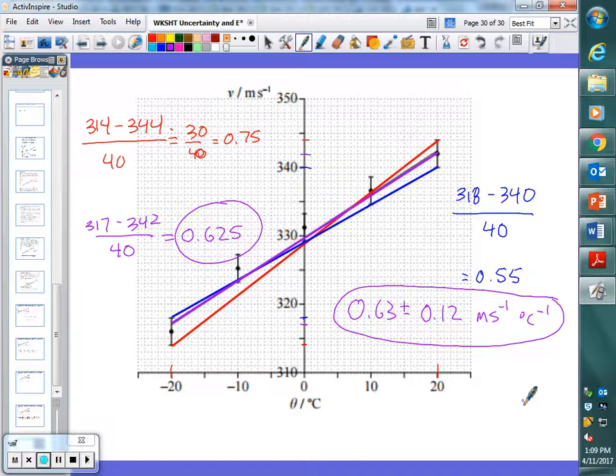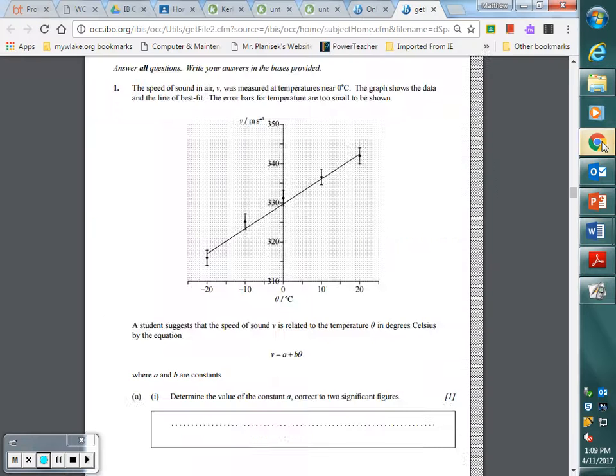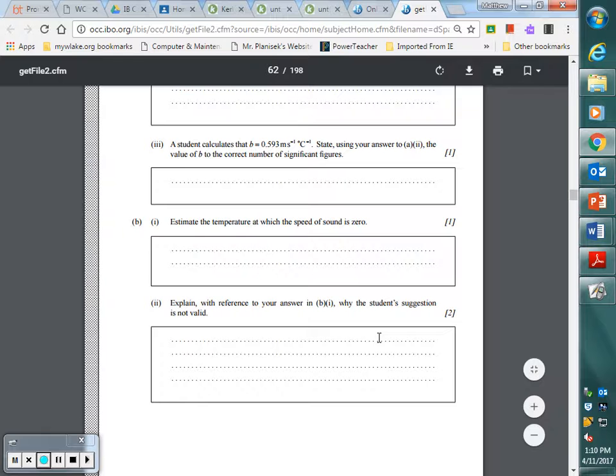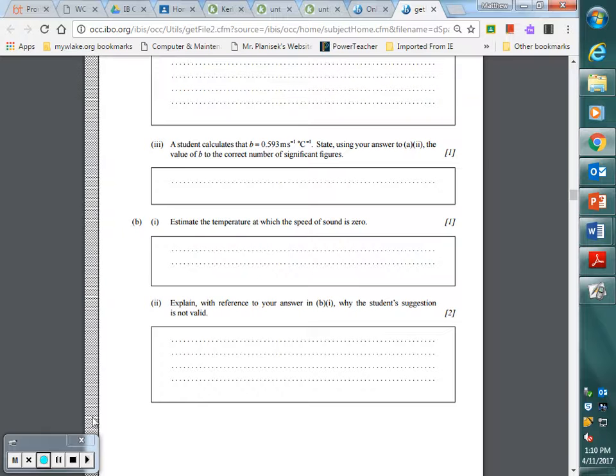How's that? To understand where we did, what we did. All right. Student calculates that B is equal to 0.593 meters per second per degree, okay? State, using your answer to A2, the value of B to the correct number of significant figures. So, how many significant figures does this calculation need? 2, right? So that we would round this then to what?